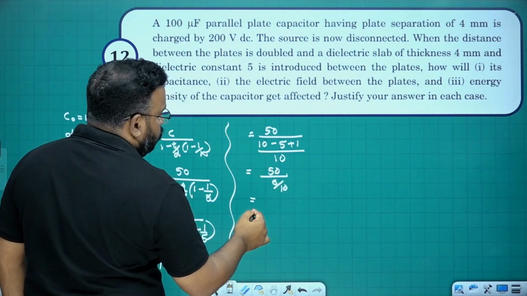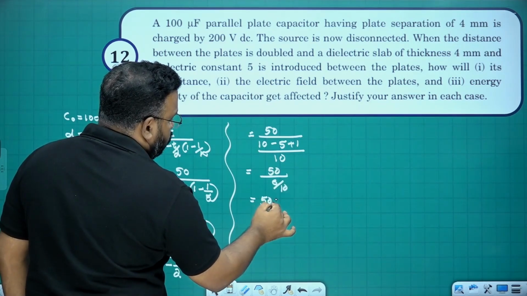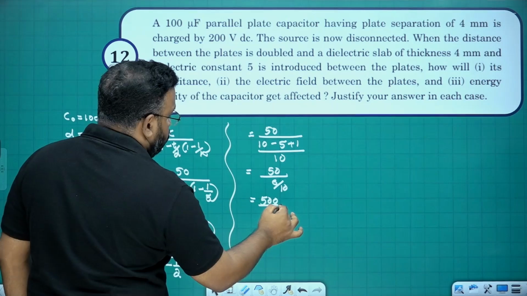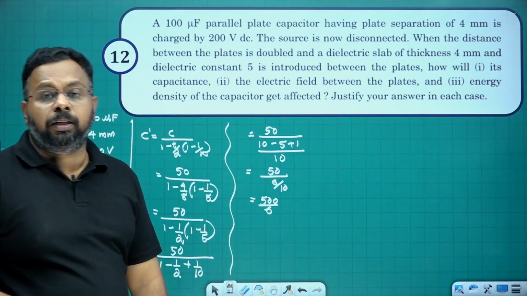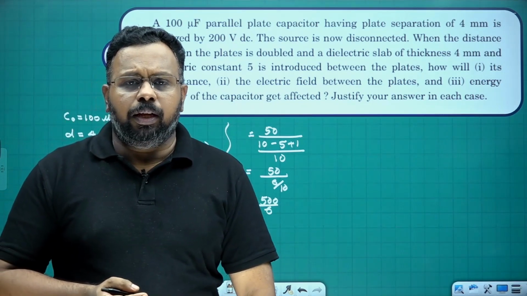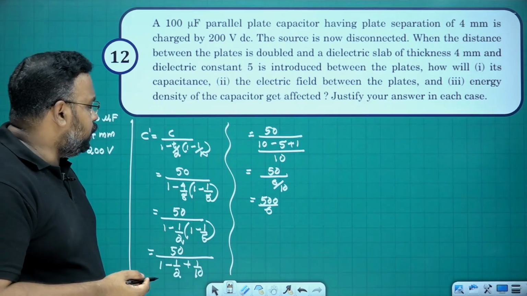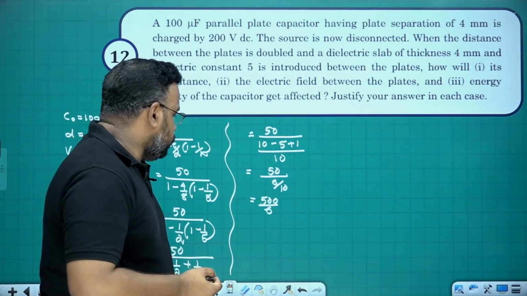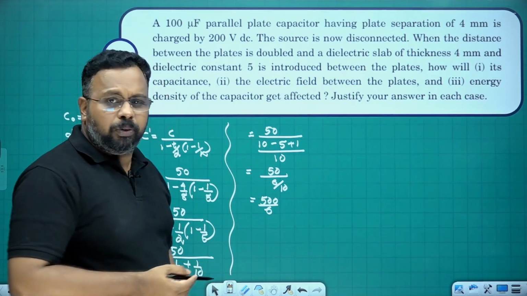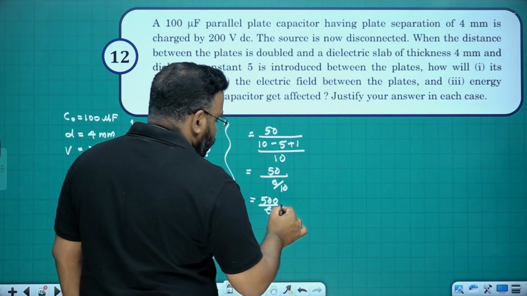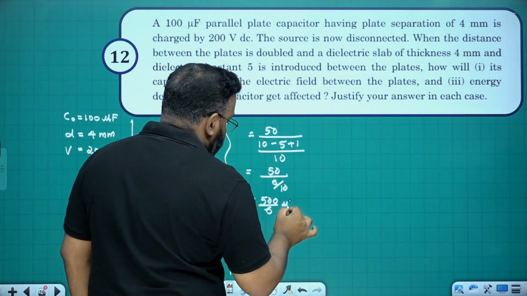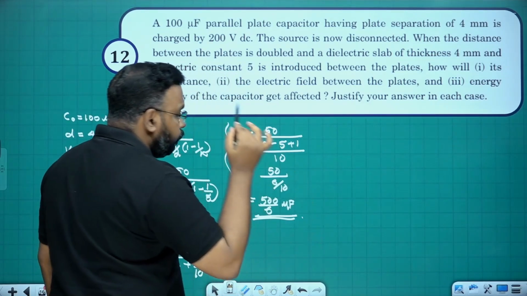This will go up, so it will become 500 by 6. This is the new capacitance, 500 by 6. Around 82 something will come. Fine, you can keep it like this, 500 by 6 microfarad. This is the new capacitance.